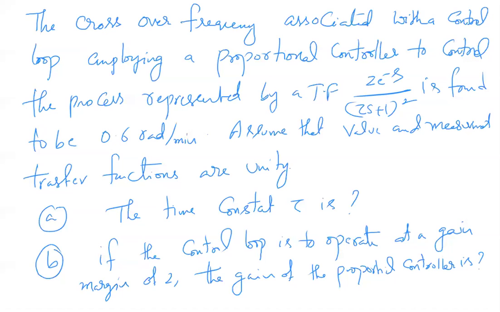So what is the answer that you are getting? What are you getting for tau? You will get 5.39. So what do you get as Kc? 2.85.